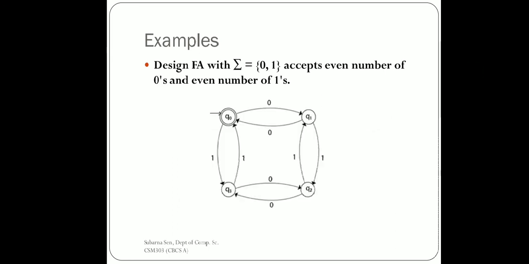Next example, it is going to accept an even number of zeros and an even number of ones. So what is the smallest even number? That is 0. So the string can be the null string as well. It consists of no zeros and no ones. That's why you can see here the initial state and the final state are the same, because the null string can be accepted here. There can be 0 zeros and 0 ones. Okay.